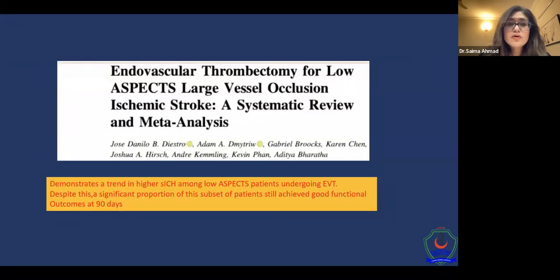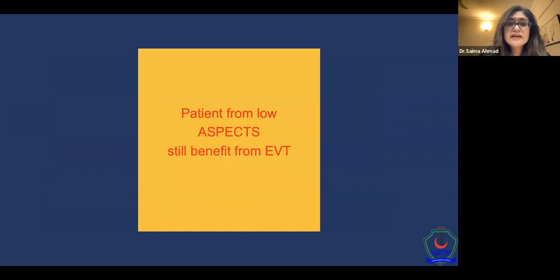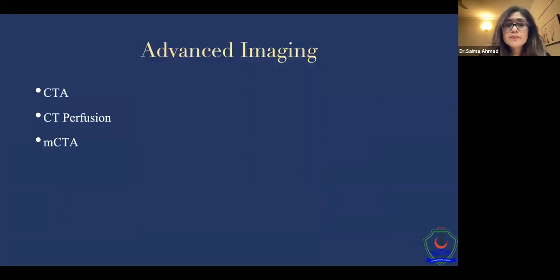You can see by the number of these articles that if the patients with low ASPECTS are selected for the EVT, they have a better outcome. So we should not defer patients on the basis of the ASPECTS scoring only. Now, next is the advanced imaging, which is really not advanced. It's already established. So it is CTA, and then later we talk about the CT perfusion and multiphase CTA.